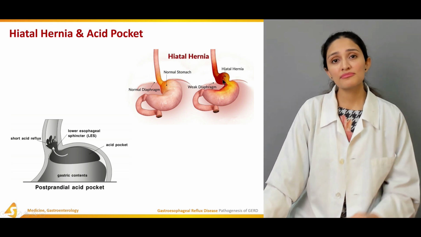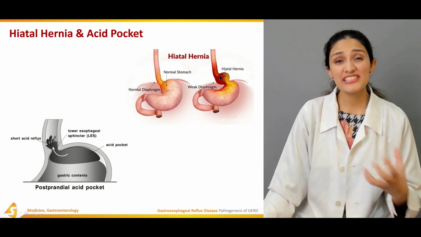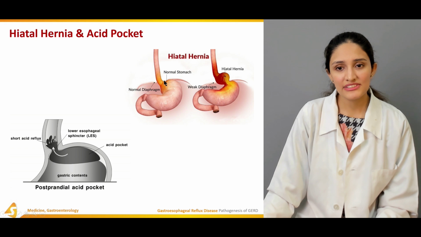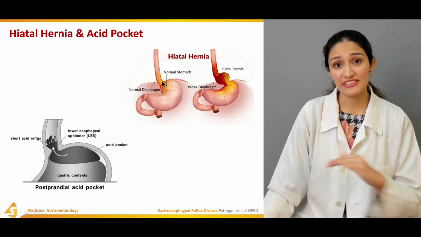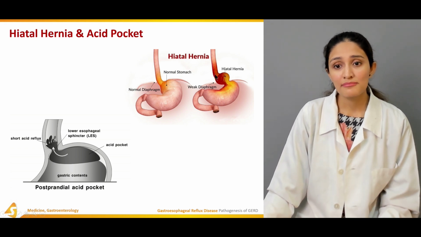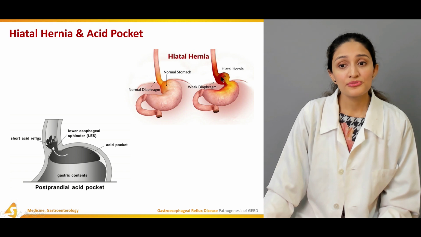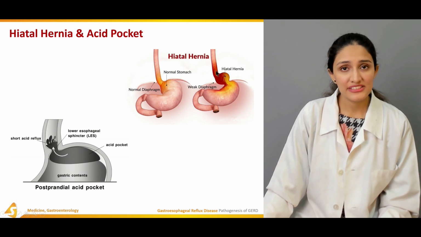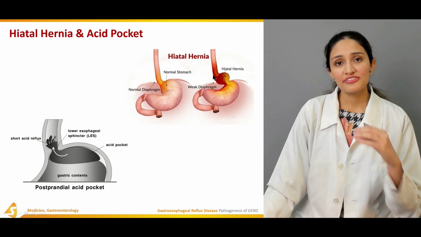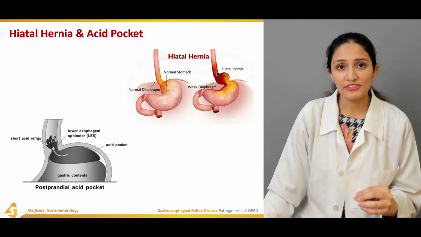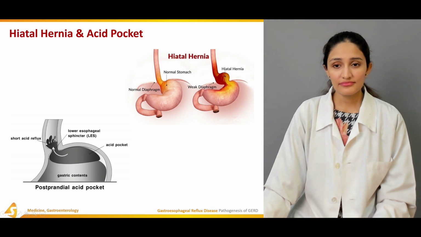The other most important part of hiatal hernia is that it displaces the lower esophageal sphincter. For example, the lower esophageal sphincter is present right over here, with the diaphragmatic crura. But when a hiatal hernia occurs, it completely displaces the lower esophageal sphincter from the diaphragm towards the chest. And so the diaphragmatic crura is not there to help increase the pressure of the lower esophageal sphincter.